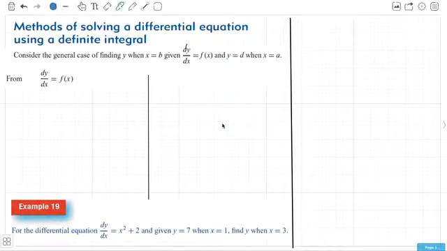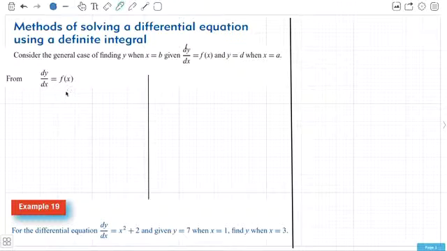In this section we're looking at methods of solving a differential equation using a definite integral. This is a really useful method to use when an indefinite integral doesn't actually solve your differential equation, and that can be just because the function you're looking at is a little bit too complicated and your CAS isn't able to solve it indefinitely.